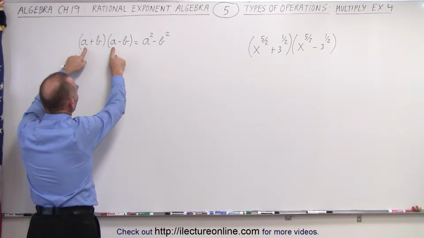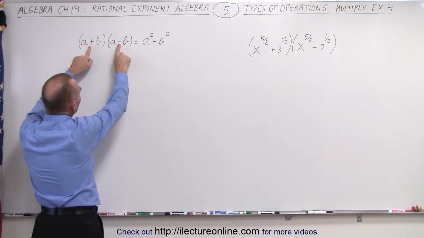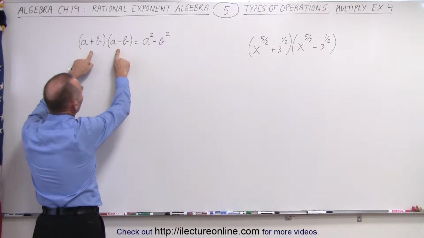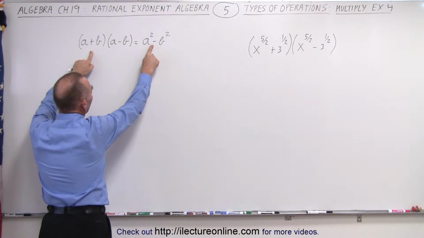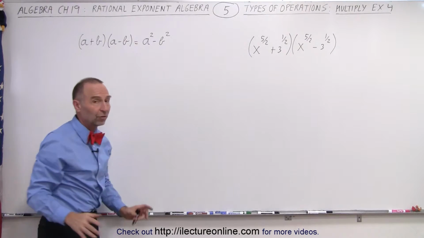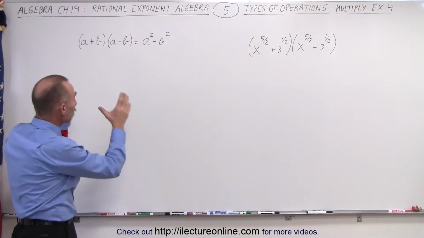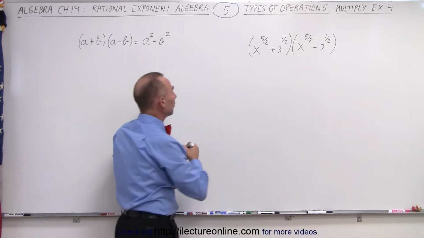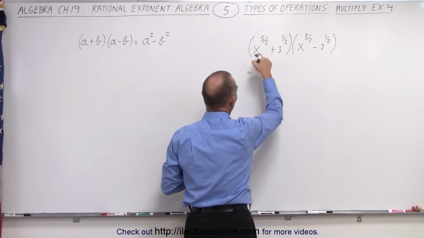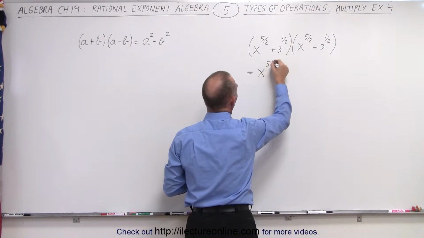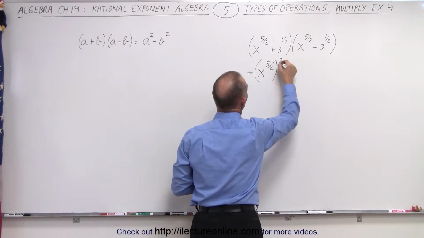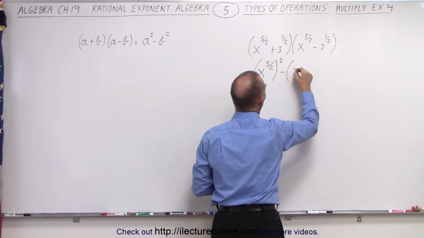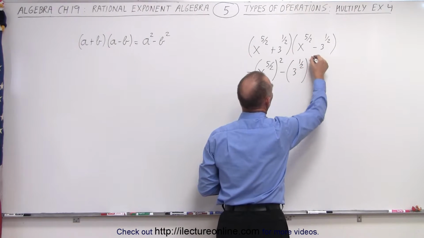Notice the first two terms are the same. The last two terms are the same. The signs are different. This results in the first term squared minus the second term squared. And so since it looks exactly the same, we can use the same principle. So this becomes the first term squared, so (x^(5/2)) squared, minus the last term squared, which is (3^(1/2)) squared.